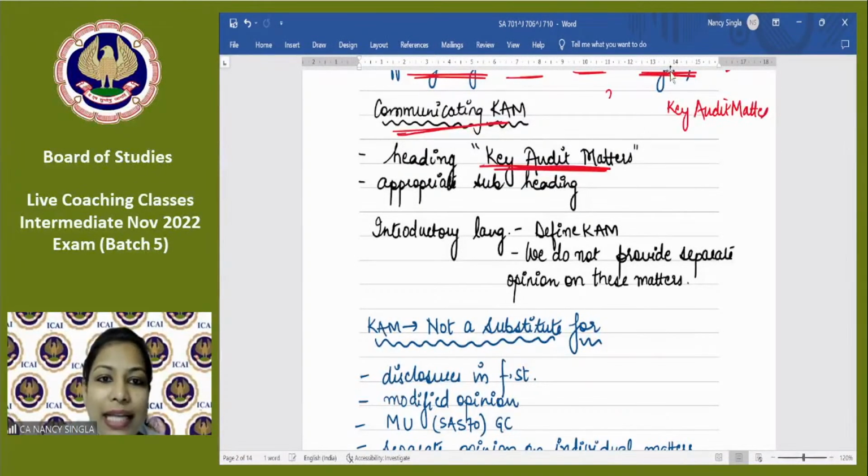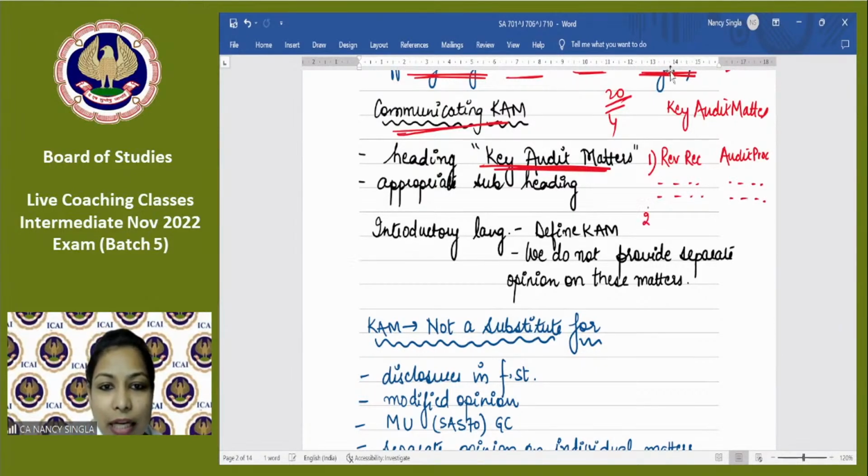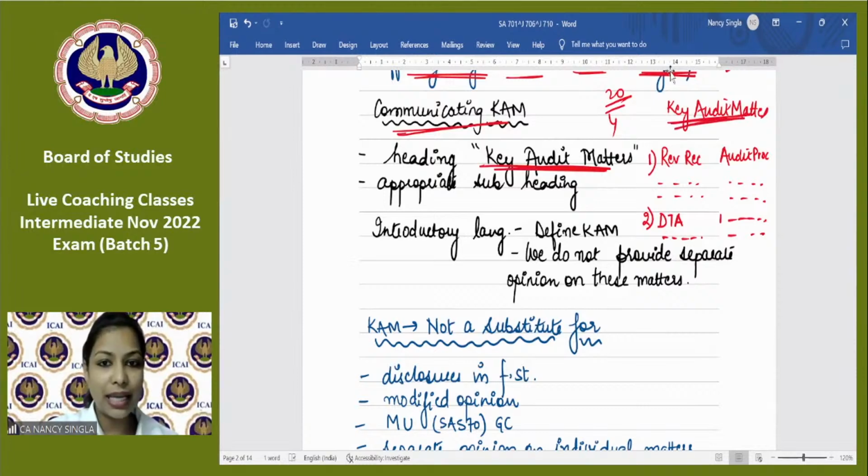Now I told you out of 20, let's say 4 matters are there. So how will the auditor do it? The first matter, let's say, revenue recognition; then the auditor will mention what audit procedures the auditor performed, and write everything related to it here. Second matter, let's say something about deferred tax asset: what audit procedures the auditor performed and why this matter is considered a key audit matter. Now students, basically what I'm saying is, first a main heading of key audit matter will come, and then sub-headings of revenue recognition or deferred tax asset or whatever matter the auditor has considered a key audit matter.